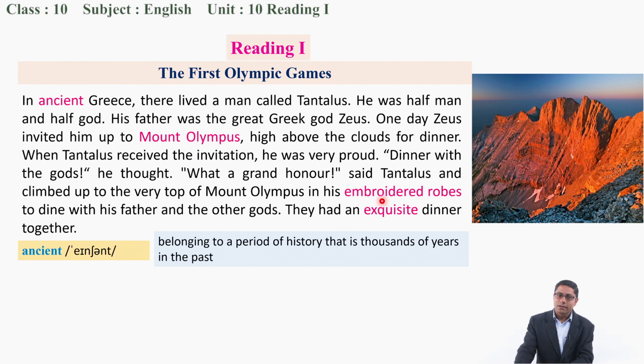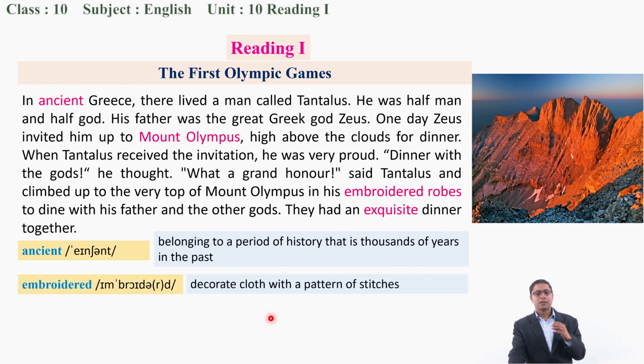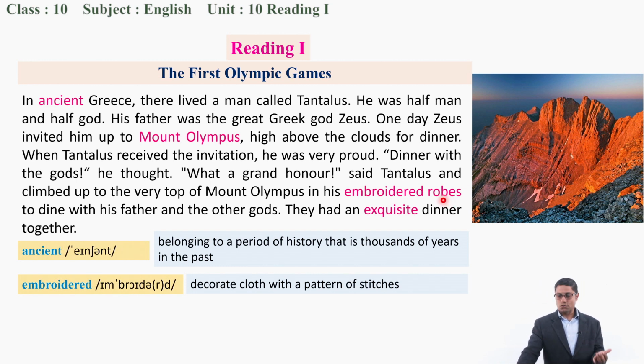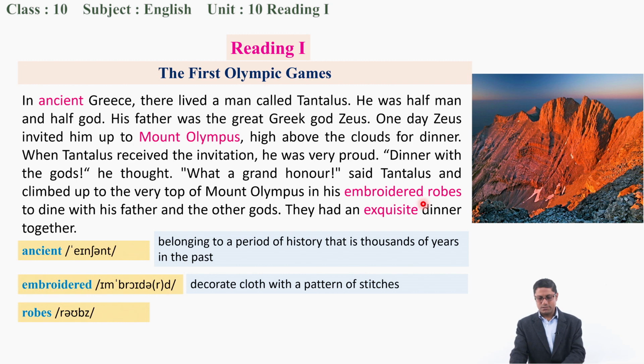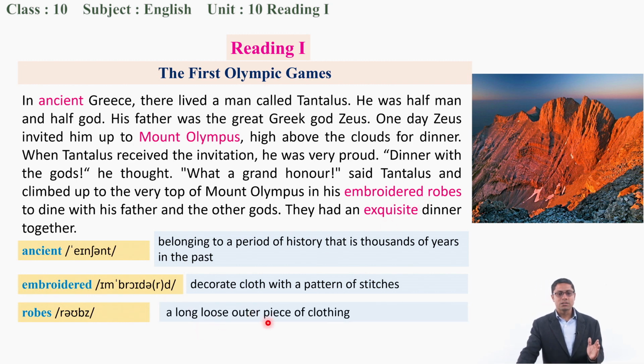Okay, embroidered means decorate cloth with a pattern of stitches, means with thread, maybe of different colors. So some pattern is made on the cloth. Okay, that is embroidered. And immediately there is robes. Do you know the meaning of the word robes? Okay, robes means a long, loose outer piece of cloth. So robes means long, loose pieces of clothing.